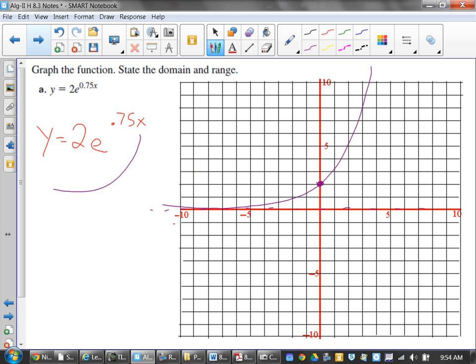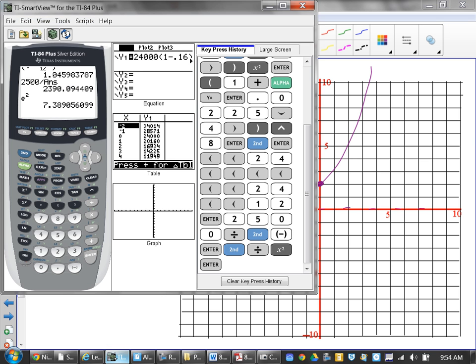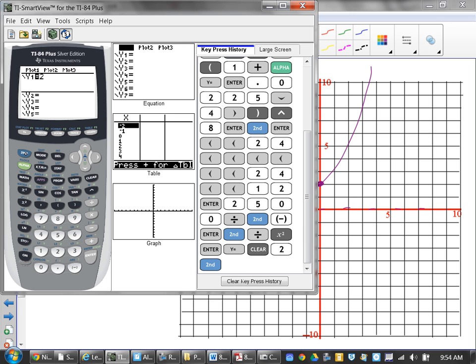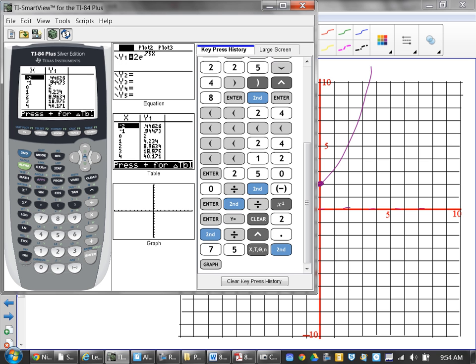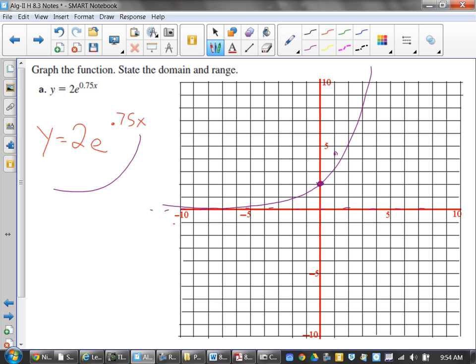Could you go to your calculator and get another ordered pair? Well, what's the point? Well, the point would be somewhere on the graph, I hope. It's really easy. 2 e to the 0.75x. If I just go right to my table, I have it at 0 and 2, 1 and 4.234. You can write that down. So it's just increasing a little bit more than I had anticipated. It looks like that.